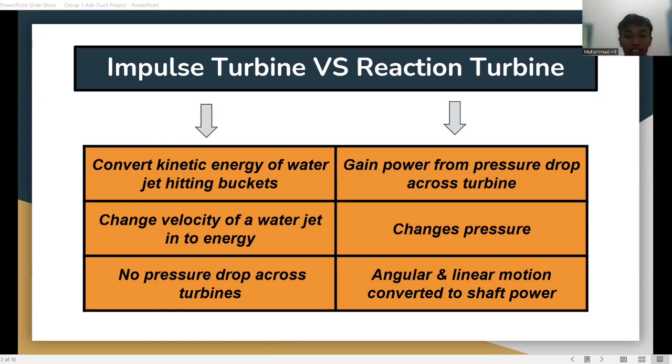Another type of turbine is the reaction turbine. A reaction turbine derives power from the pressure drop across the turbine. It also changes pressure as water moves through the turbine and gives up its energy. Usually, a reaction turbine is totally immersed in water, and angular and linear motion is converted to shaft power.